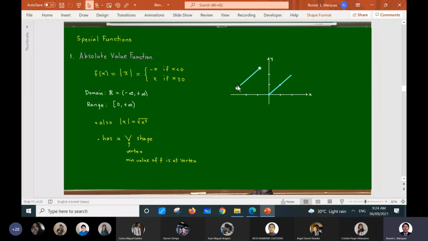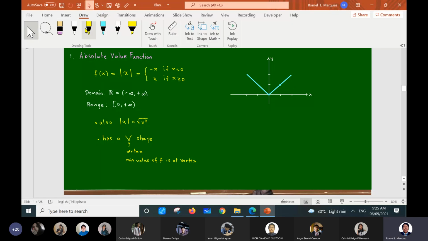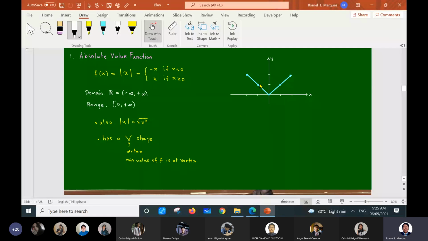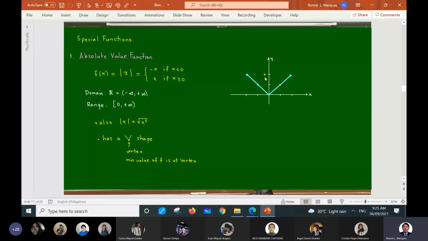So we have here, when x is negative 1, y is what? 1 also, right? So the point is somewhere here. Let me check here. Okay. Is that okay now? That's it. Is that clear, children? Guys? Yes, sir.